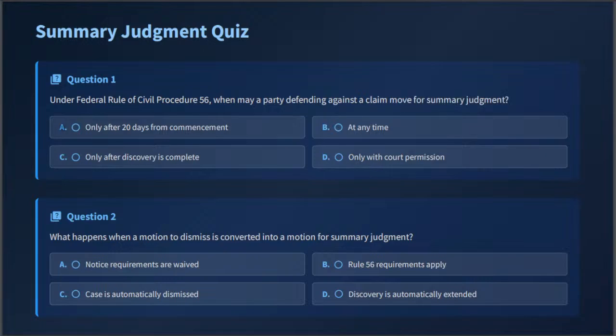So we have A, and by the way, when you answer in the chat, just put the question number 1 and then the letter of your chosen answer.